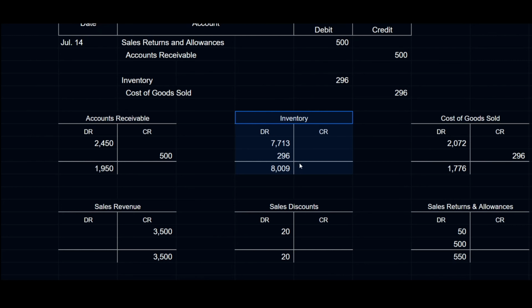Inventory near the middle of the screen has also gone up as a result of putting one more phone back into inventory, and inventory sits at $8,009. Finally, the cost of goods sold has gone down because one item that was previously sold is no longer sold. So cost of goods sold now sits at $1,776.